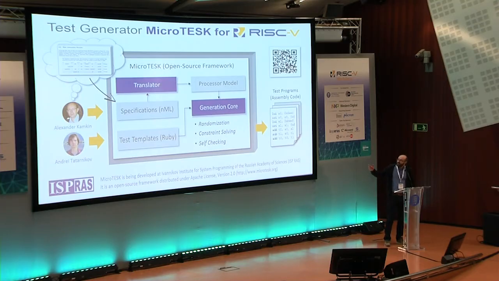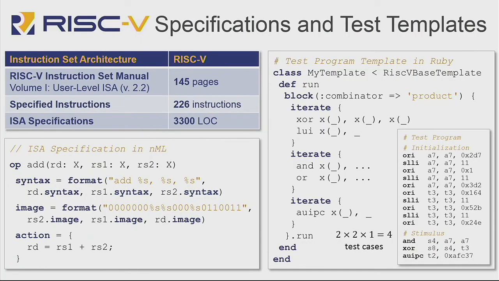The input is a test template in a Ruby-based domain-specific language, which specifies how to compose complex instruction sequences from simple ones, and describes test data constraints and probability distributions. So what we have done is formalize more than 200 instructions. And here you can see what ISA specifications look like. We have instructions, registers, and addressing modes, so we can specify assembly syntax, binary encoding, actions, and so on.